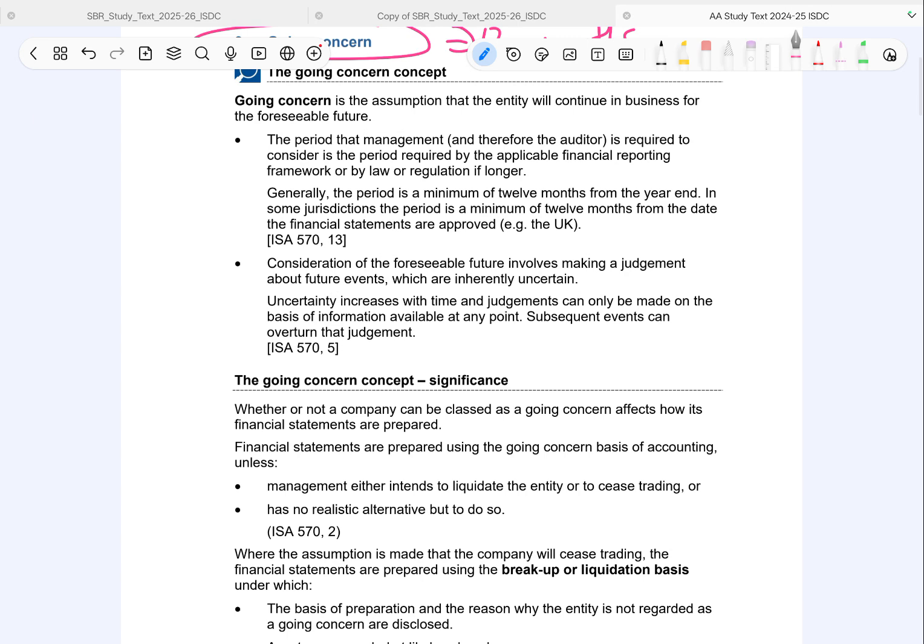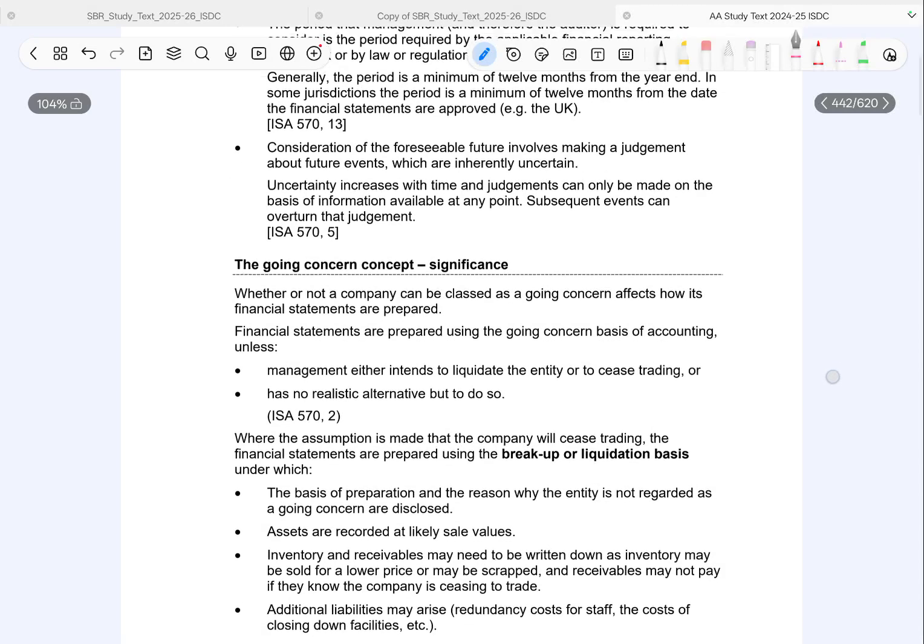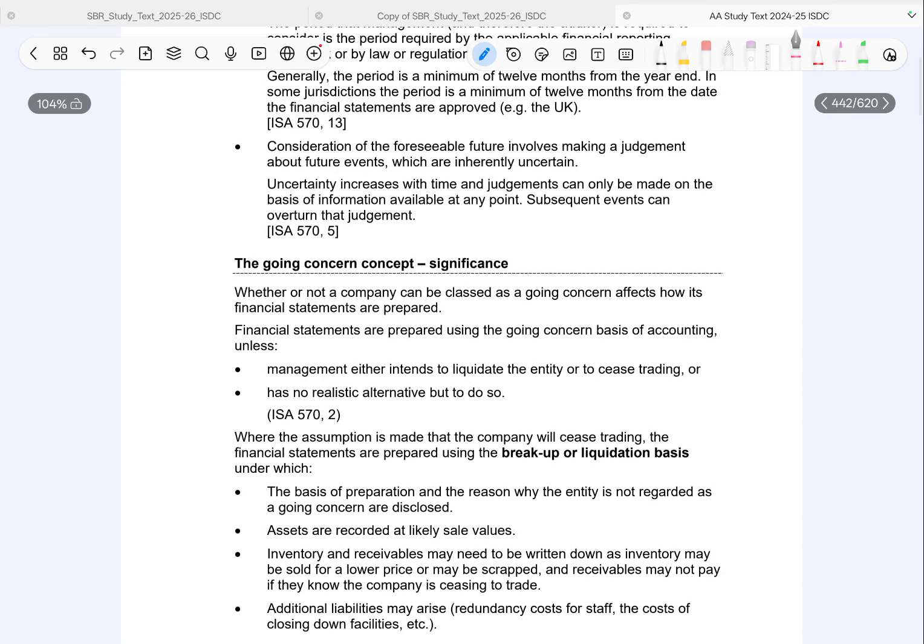Because it actually happens how financial statements are prepared. Normally, financial statements are prepared on a going concern basis. But if management plans to shut down or has no realistic option but to shut down, then we have to switch to breakup or liquidation basis. And this changes everything. First, the company has to clearly disclose why it's not a going concern.